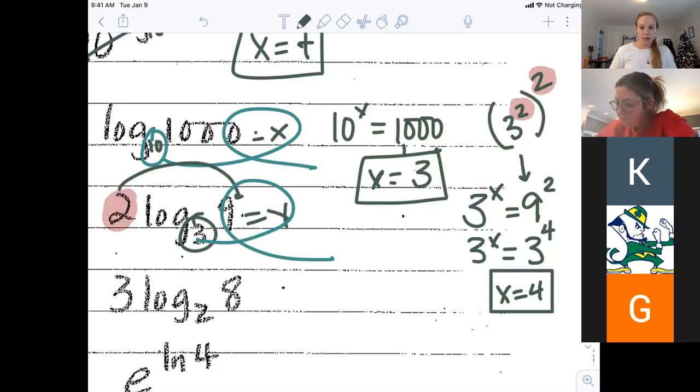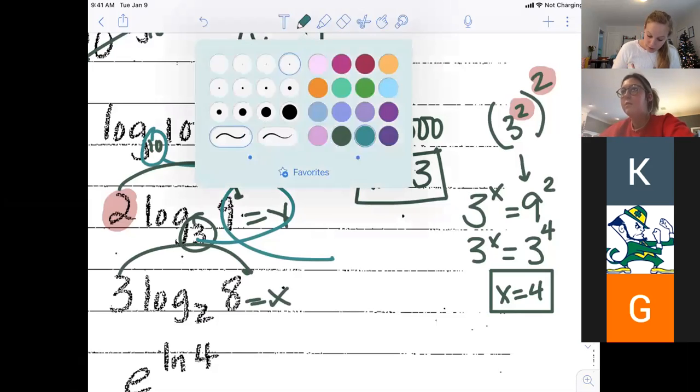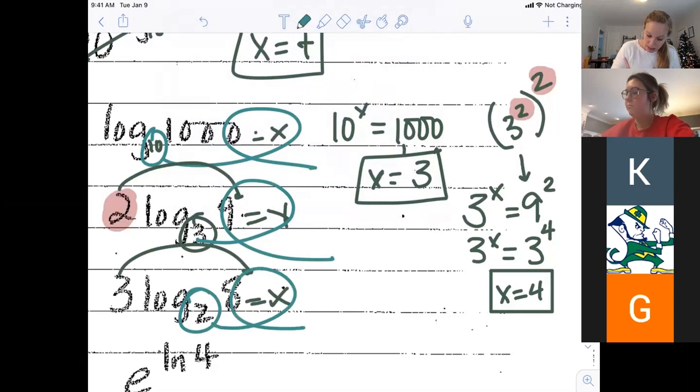Any questions so far? Similar for the next one. This one's just got a 2. Don't forget to bring that 3 to be an exponent for the 8. So I'm going to do 3 to the x equals 8 to the third.